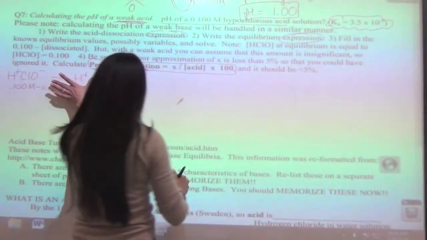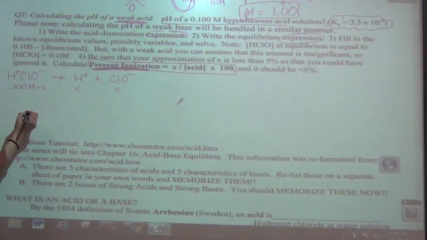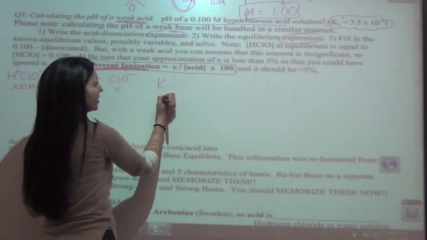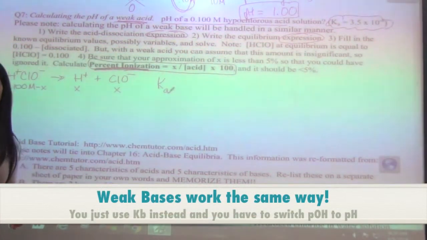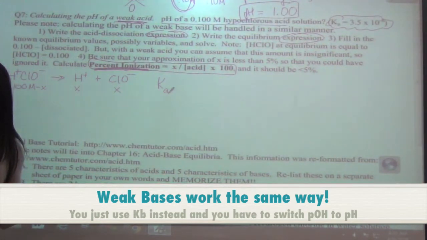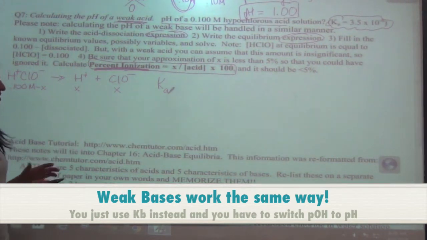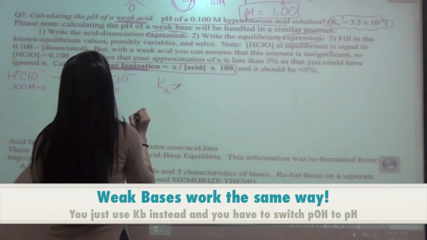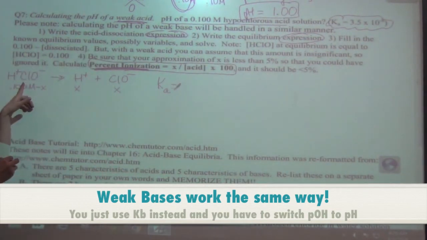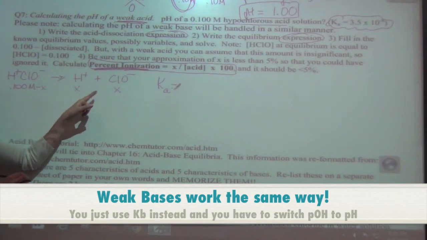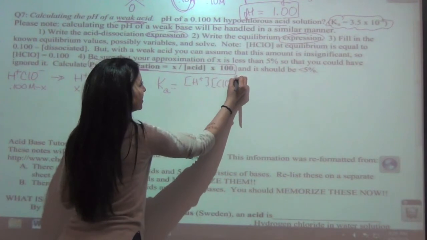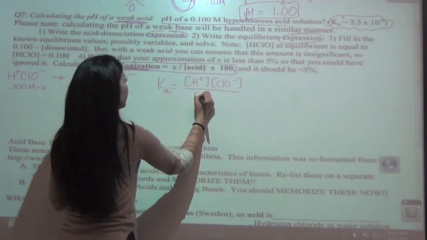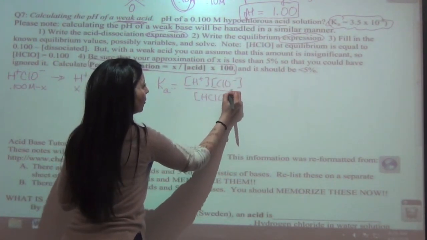So we've written this out. We need to write our expression now. So our K expression, our K, and this is called Ka because it's an acid, okay? Guess what you would call it for a base? Kb, yep, pretty easy, okay? So this is Ka, and Ka is equal to, now this here is aqueous, okay? This is going to be aqueous, and so are these. So this is going to be concentration of H plus times concentration of ClO minus divided by the concentration of HClO.